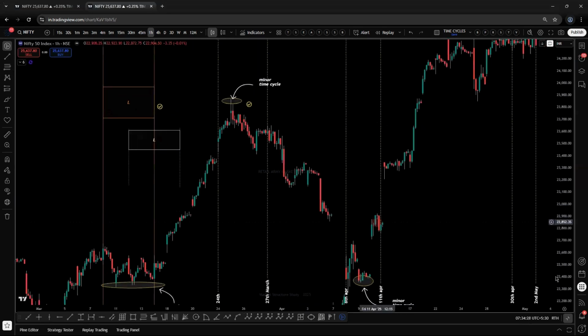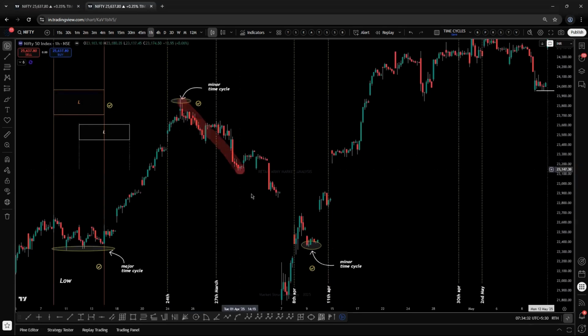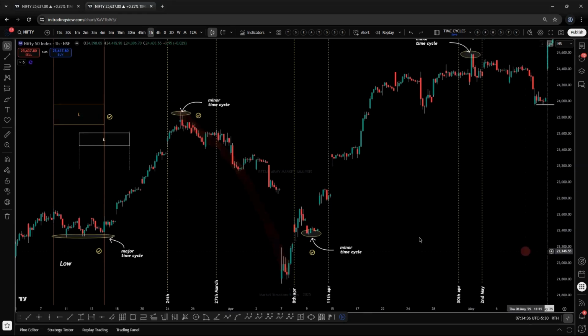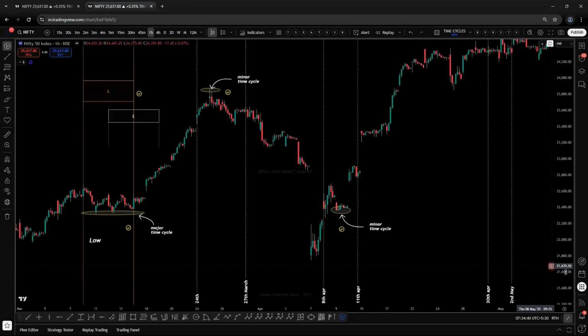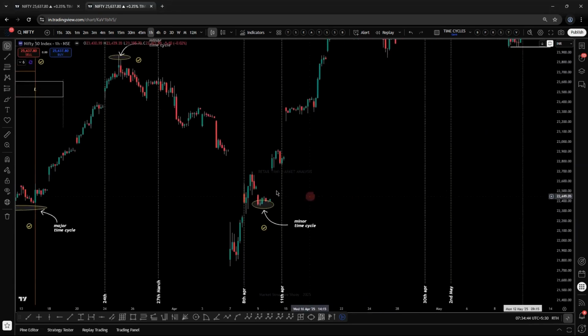Now we have the next minor time cycle zone. Here you can see it triggered a massive fall. Massive fall, right? Nearly 3,000 points, almost 3,000 points, a 2,500, 2,600 point fall. Then April, the April bottom.